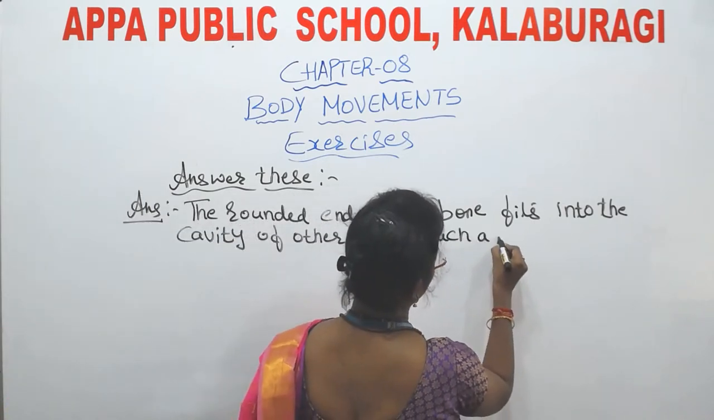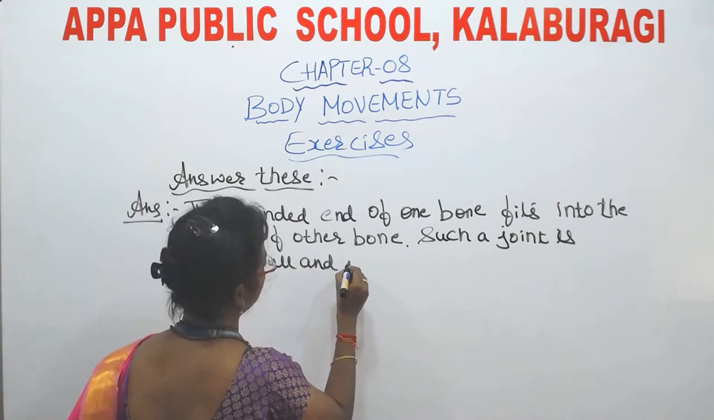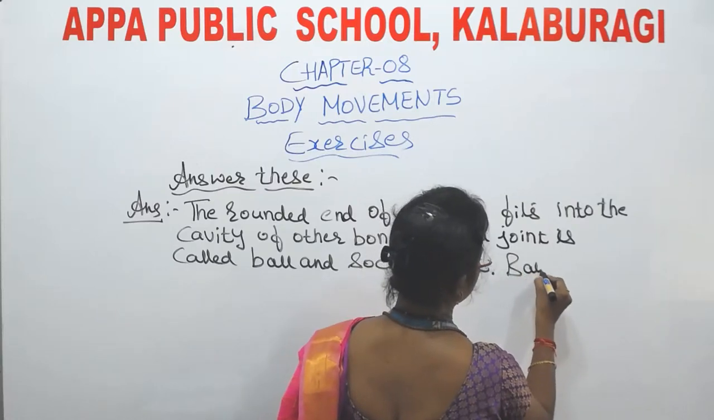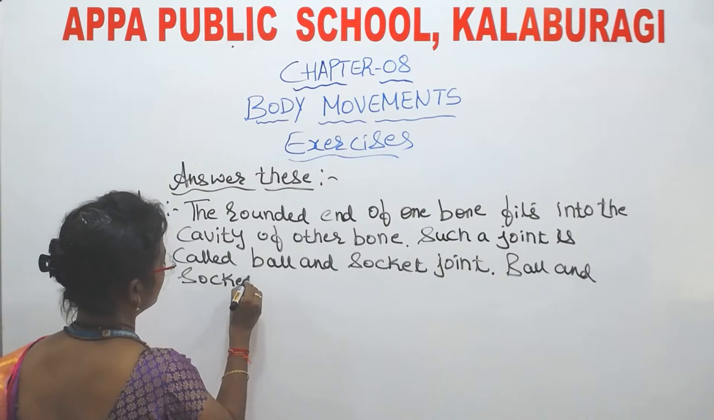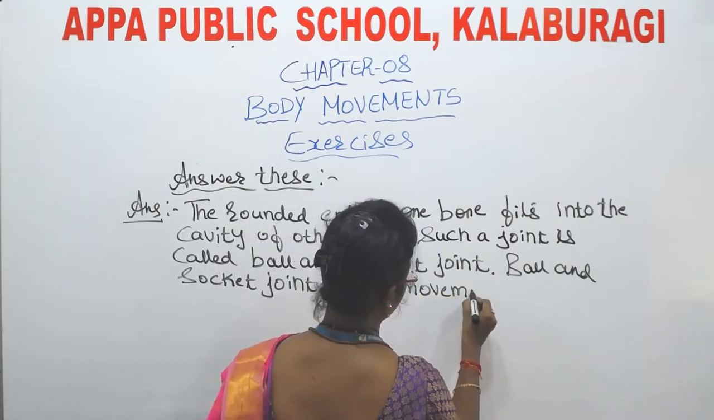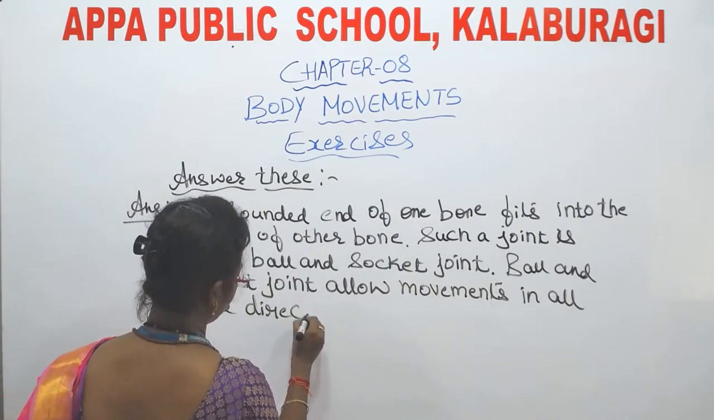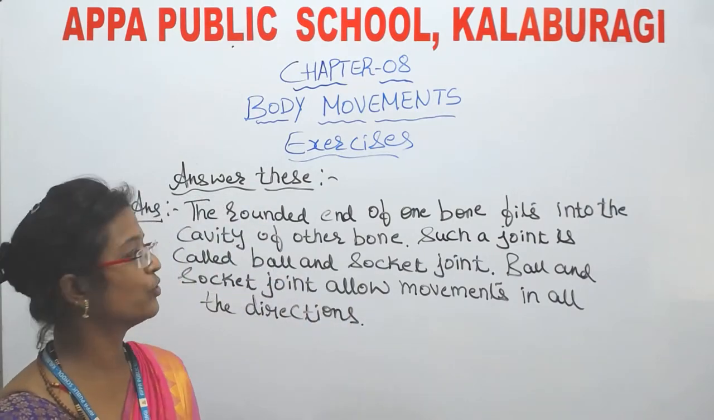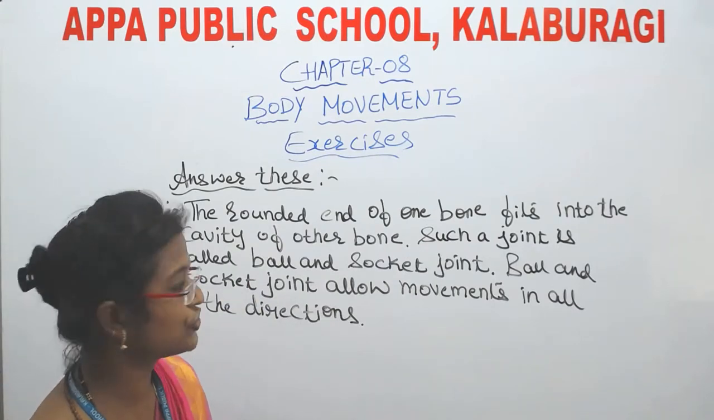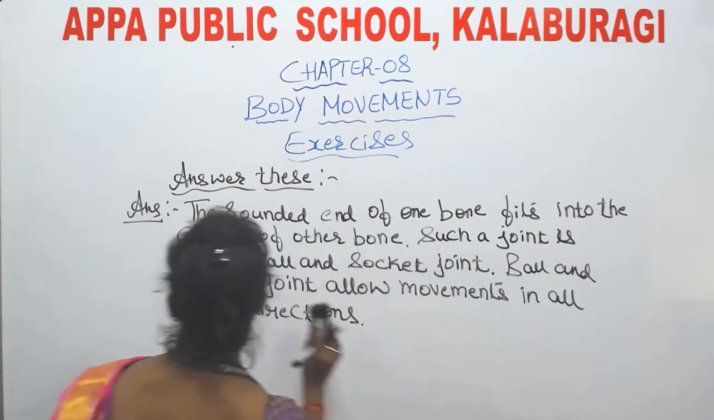The rounded end of one bone fits into the cavity of other bone. Such a joint is called ball and socket joint. Ball and socket joints allow movements in all the directions. Okay. So the rounded end of one bone fits into the cavity of other bone. Such a joint is called ball and socket joint. Ball and socket joint allows movements in all directions. Okay. So this is first answer. So next we'll move forward and we'll write second one.